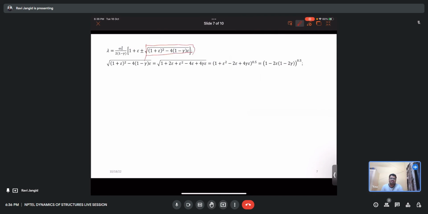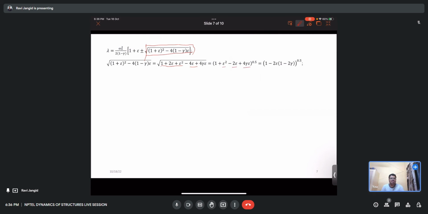So for this (1 + ε)² − 4(1 − γ)ε, if I open this square, that will become 1 + 2ε + ε² − 4ε + 4γε. If I rearrange the equation again, that will become 1 − 2ε + ε², and 4γε.